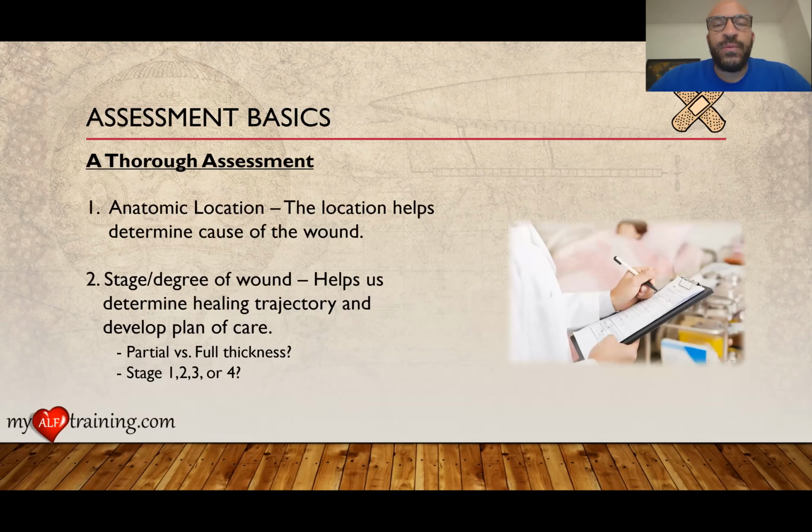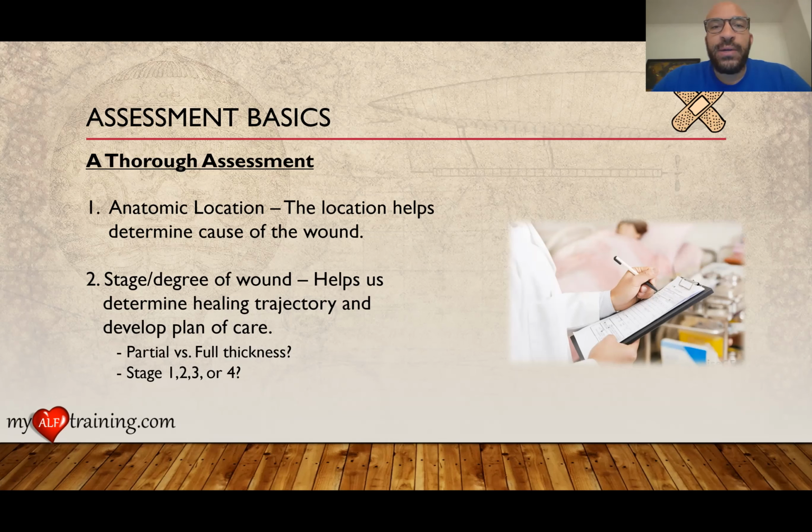So, I've talked to you that a thorough assessment is one of the first things we can do to really step into our role as nurses. But what does a thorough assessment entail? Well, the first thing we should be doing in a thorough assessment of the skin, when looking for wounds or signs that a wound may be presenting, is noting the anatomic location of the body. So this is very important information. We need to know where the insult to the integrity of the skin is occurring.